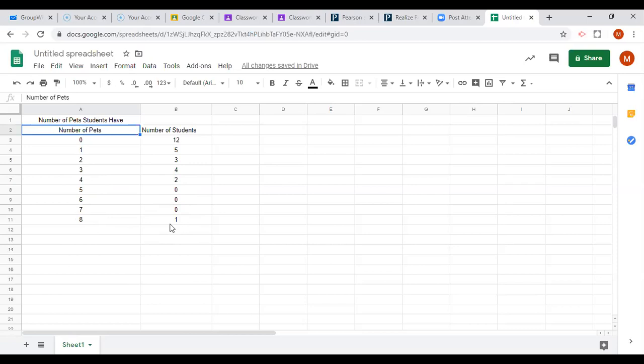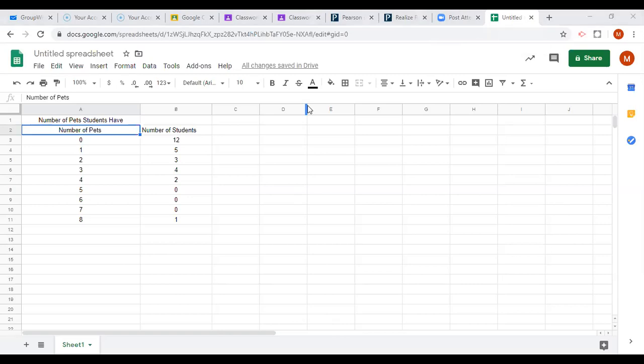So right away, you can probably see that this number of pets at 8 is going to be an outlier because it's further away from the other data set. But we're going to draw our line plot anyway. So I'm going to switch my screen if I can do this.